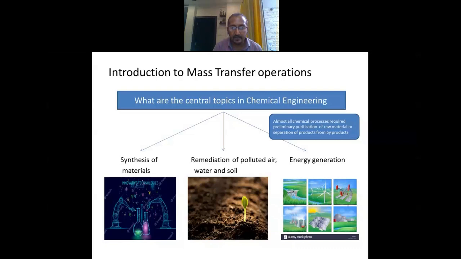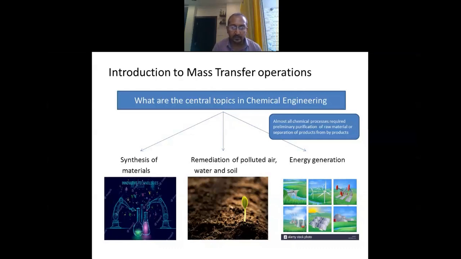Second is remediation of polluted air, water and soil. Many chemical processes create a large amount of air, water and soil pollution, so we need to take care of this. Like we hear in many process industries, obnoxious gases, poisonous gases are emitted into the atmospheric air. We need to purify all these gases. We need to take care of this air pollution problem in remediation of polluted air.